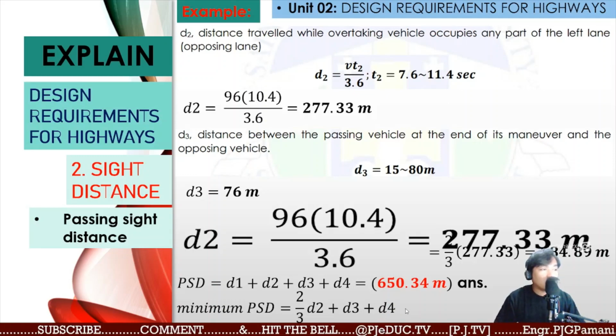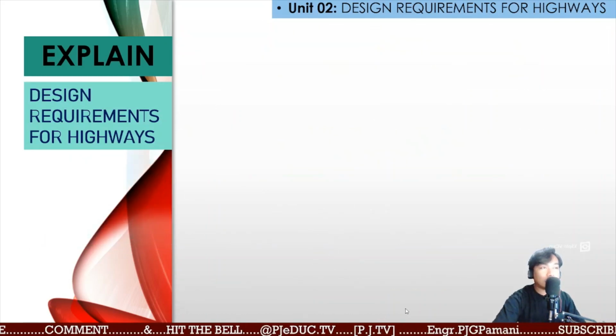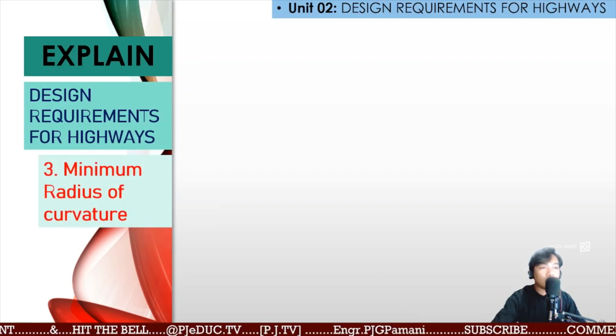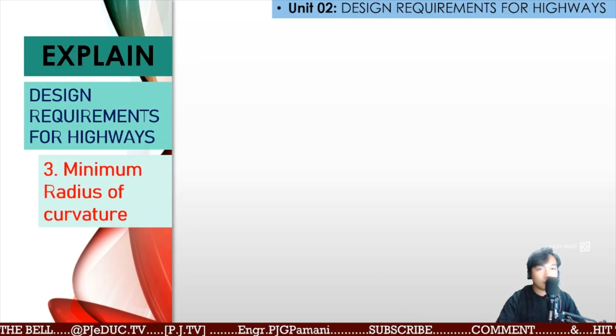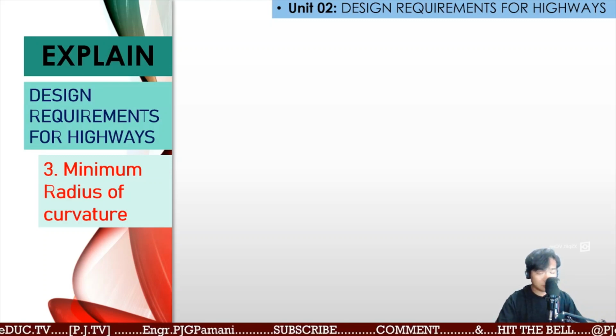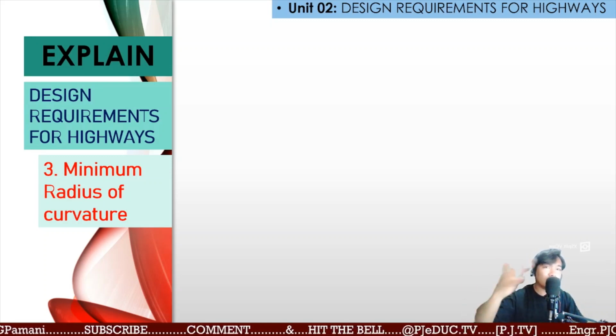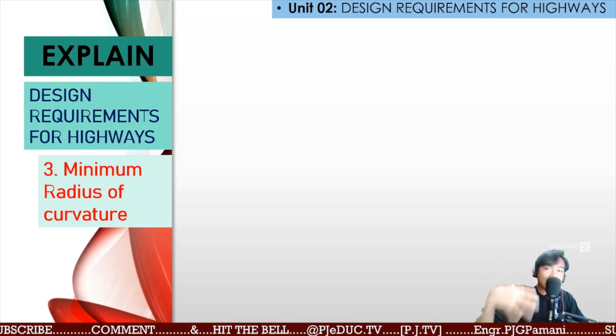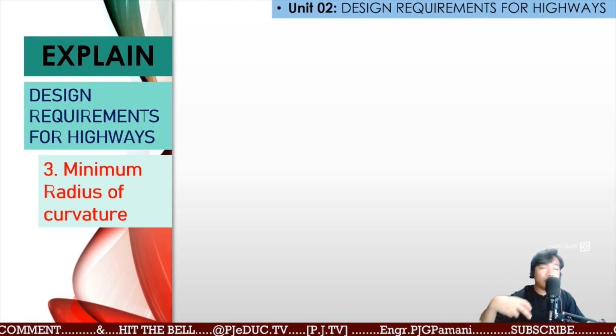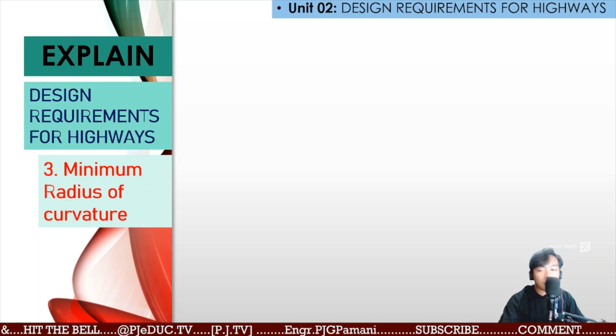And yeah. So after sight distance, we have here your minimum radius of curvature. So how do we compute and design minimum radius of curvature? Based on the super elevation, the steepness of the mountain, the friction on the pavement, the velocity of the car, and so forth and so on.